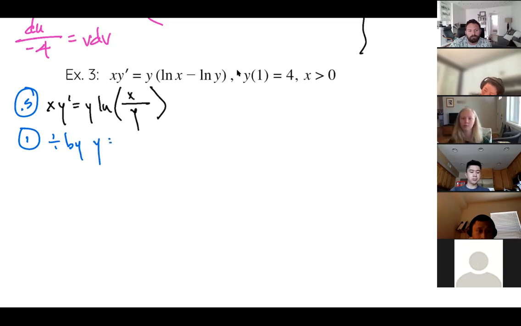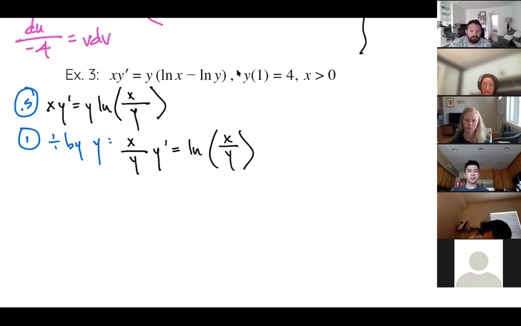And we could have x over y, y prime equals the natural log of x over y. Another way, if you're like, well, this is x over y, and we've been using y over x, you could have said, I'm going to divide by x. And then on this side, you would have y over x, right? So both of those ways would be fine, but let's pursue this and see how far it takes us, okay?